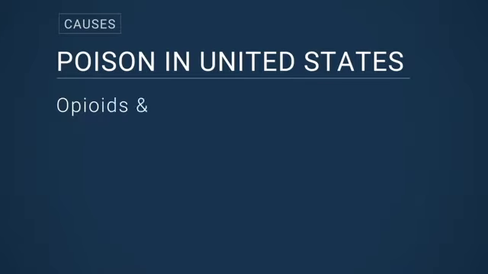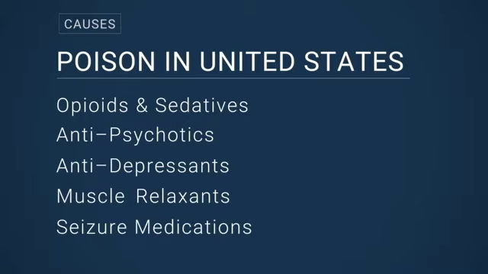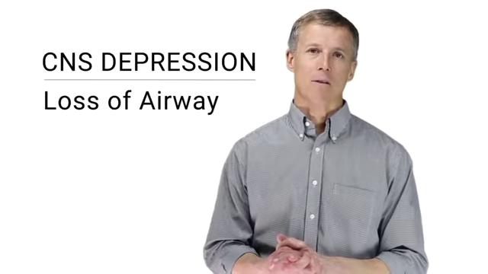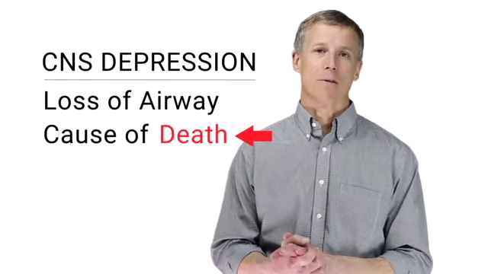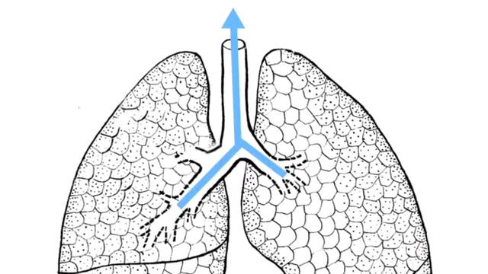Now, the reason it's important to consider this when managing a poison patient is if you look at the vast majority of poisonings that kill patients in the United States, things like opioids, sedatives, haloperidol antipsychotics, the antidepressant drugs, muscle relaxants, seizure medications, all of these act primarily through CNS depression, leading to a loss of airway, and that's the ultimate cause of death in the vast majority of patients. Therefore, if you actively manage the patient's airway and maintain their respirations, you're going to prevent the vast majority of poisoning deaths from these agents.